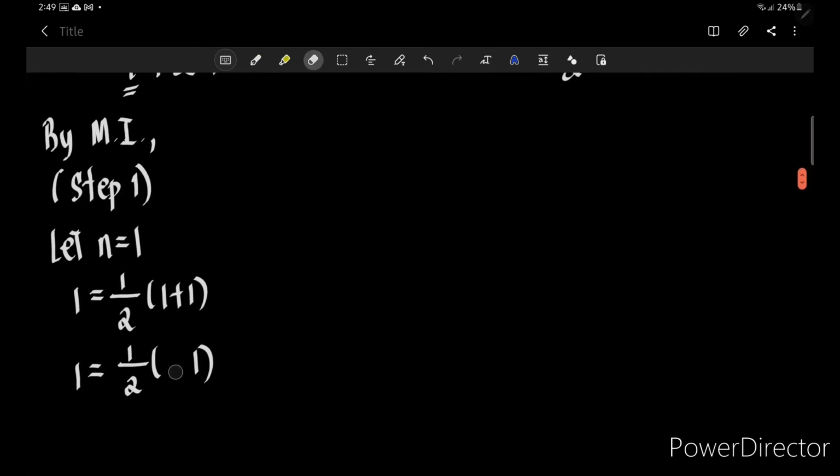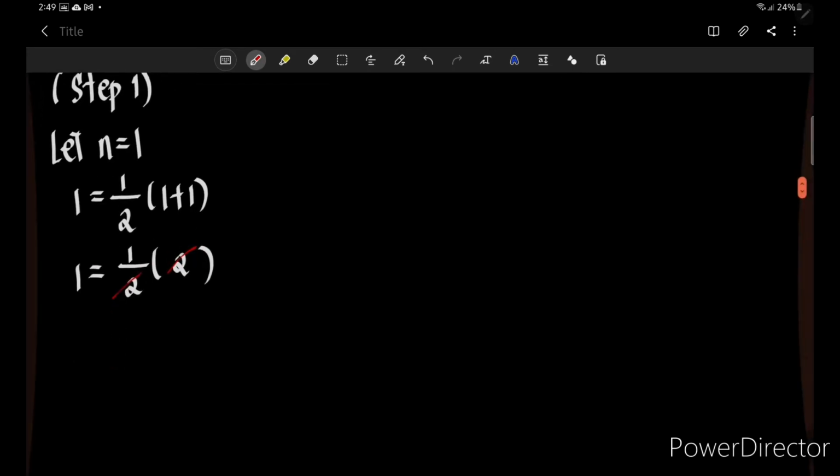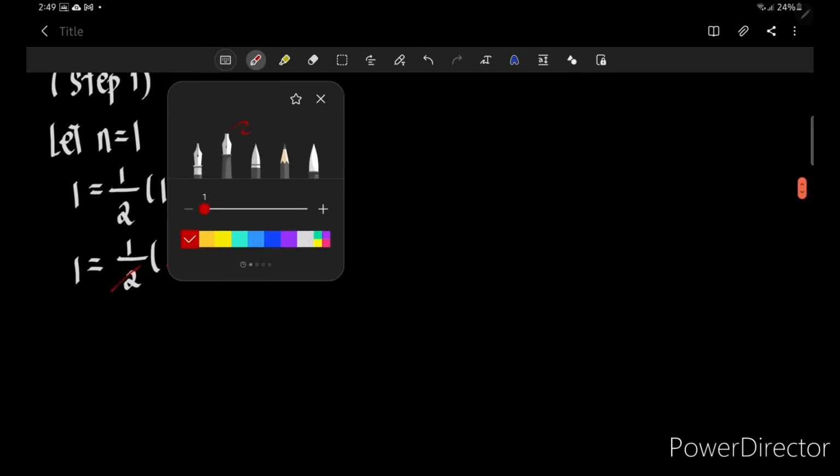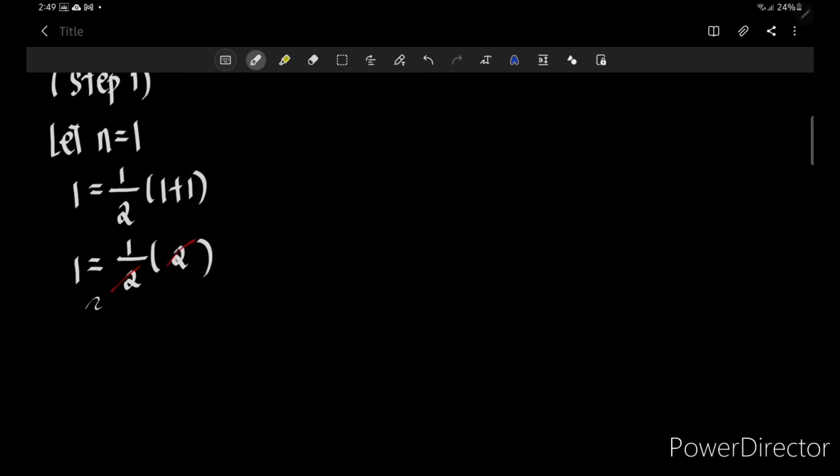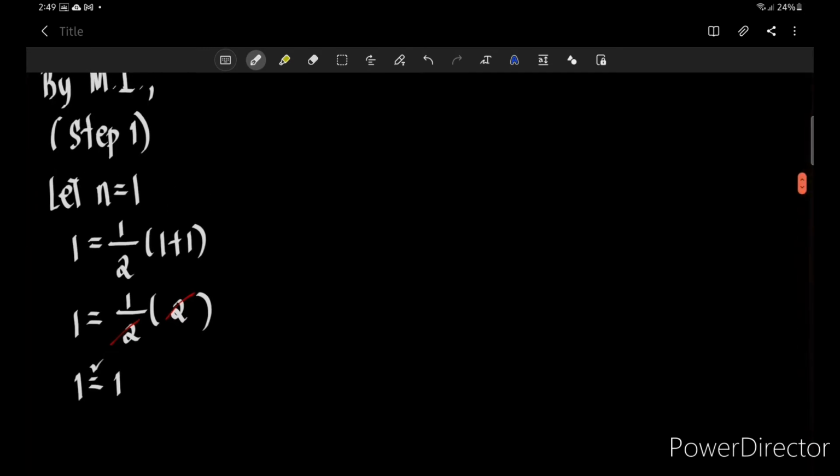1 plus 1 is 2. So, gagawin lang natin tong 2. Okay. Then, kung mapapansin natin, cancel tong part na to. And may natira tayong 1 sa right side. Therefore, we can say na totoo yung ating series at n is equal to 1. Okay. How about if n is 2?